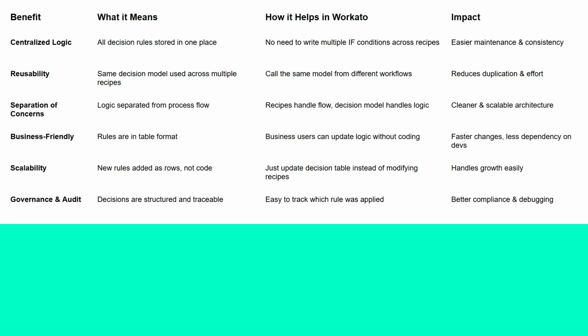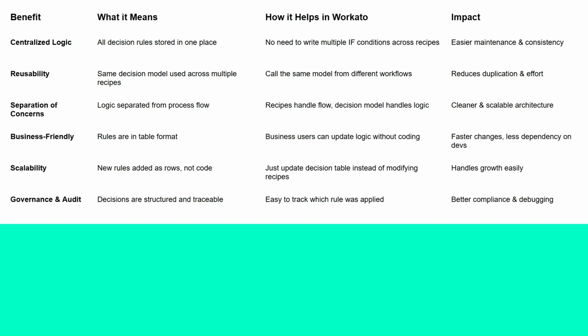Now let's understand the benefits of using decision models. As I said, centralized logic: all the decision rules are stored in one place. There's no need to write multiple if conditions across recipes. So what is the impact of that? It improves maintenance and consistency.